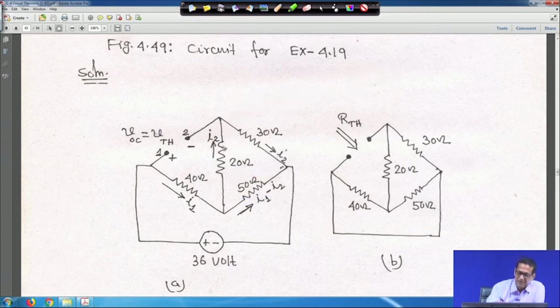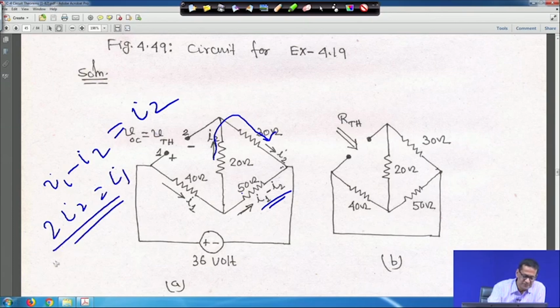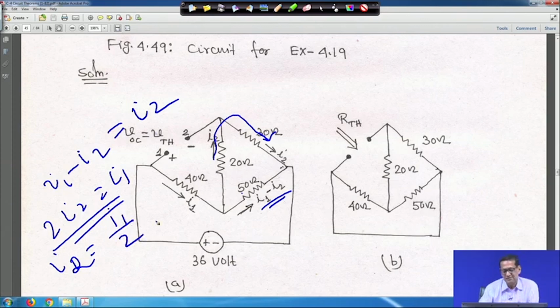That means, whatever current is flowing, this I2 current is flowing here through 20 and 30, both in series, and I1 minus I2 is also flowing through 50. That means, I1 minus I2 is equal to I2, because both currents have to be the same, because both are 50 ohm, because 20 plus 30 is 50 ohm. That means, 2 I2 is equal to I1, so I2 is equal to I1 by 2, right, because it is a current division. So, here also effectively flowing I1 by 2.